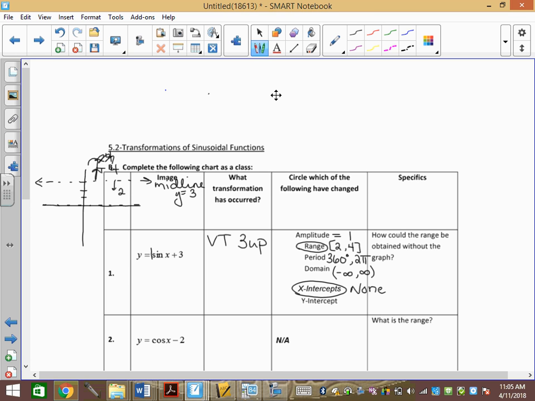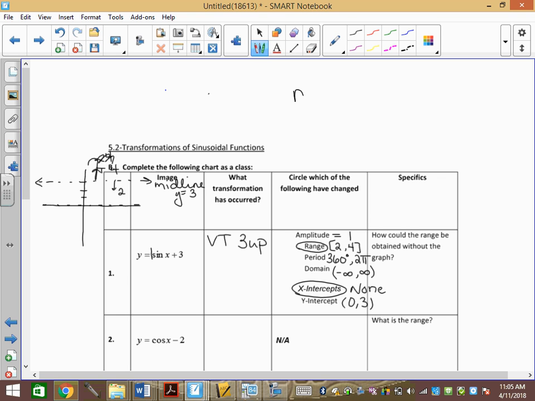This is a sine graph. All it moved was 3 up. We agree? What was the original y-intercept at? (0, 0). I now moved 3 up. What's it going to be at? (0, 3). I didn't have to plug this into my calculator at all.